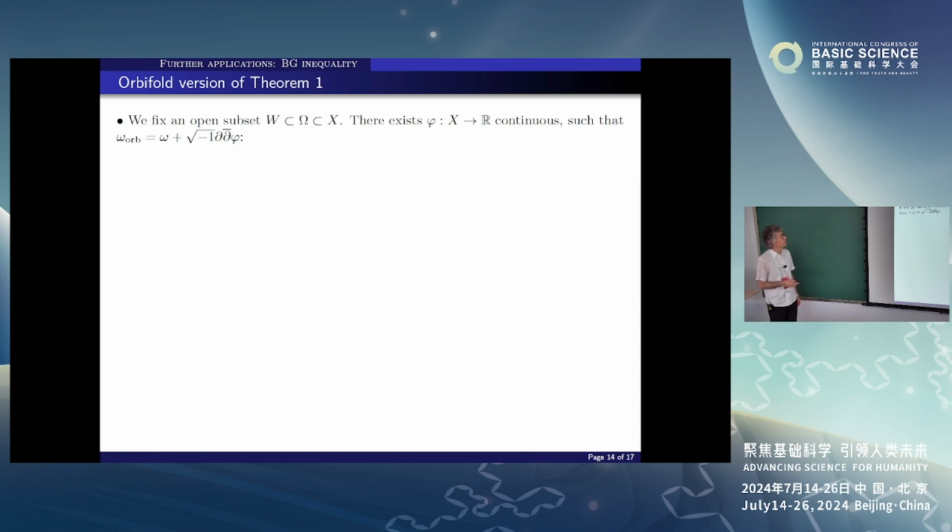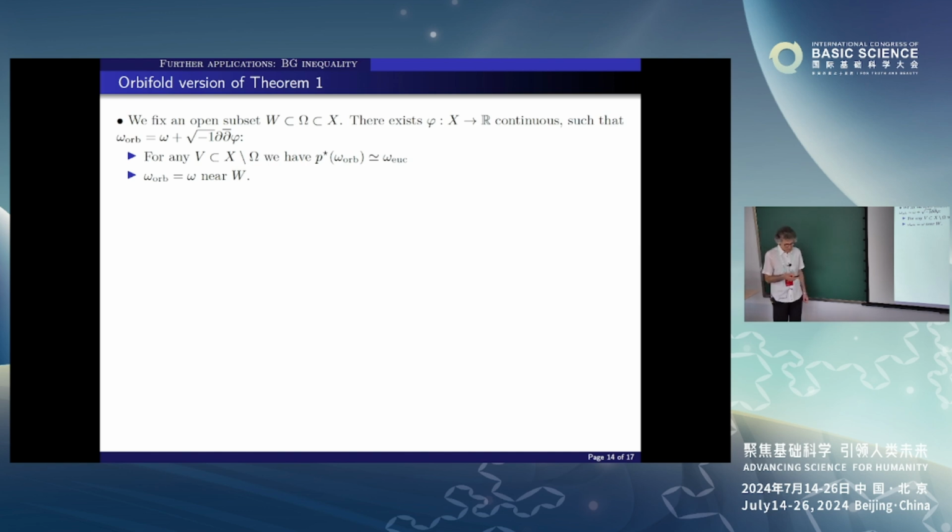And then we can do the following. As soon as this set is fixed, we can construct a continuous function such that this omega orb, omega plus i dd bar phi, has the following properties. So now in the complement of omega, this metric is orbifold. So the pullback with respect to the local uniformization is quasi-identical to the Euclidean metric. And then we can also impose that near W, on a smaller subset here, omega orb is the same as omega.